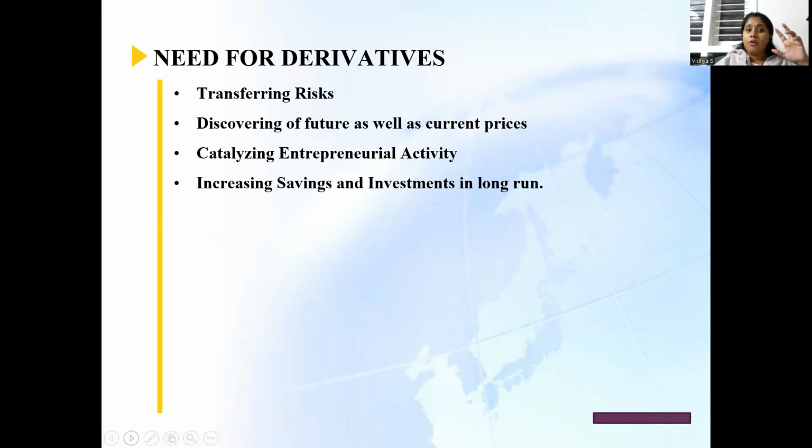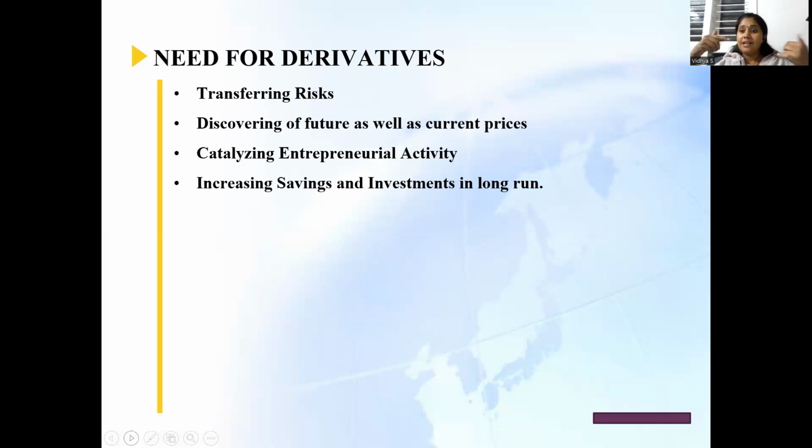Then, catalyzing entrepreneurial activity. If you're doing any kind of business, you will know whether there is a demand. For example, today you start a new business of umbrellas. You know there is a demand for umbrellas in both summer and rainy season, so the first 8 months of your trade will be effective. So you're catalyzing your entrepreneurial activity. If you're an entrepreneur starting a business in making umbrellas, you know how to create demand and when to create demand. The same applies if you're doing jerkins or pullovers.